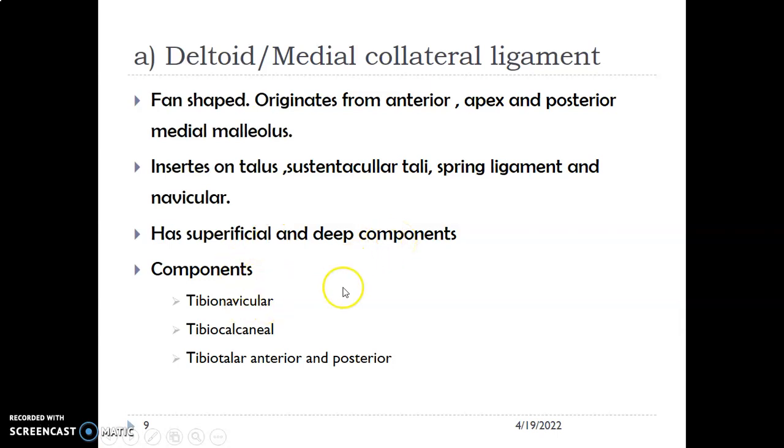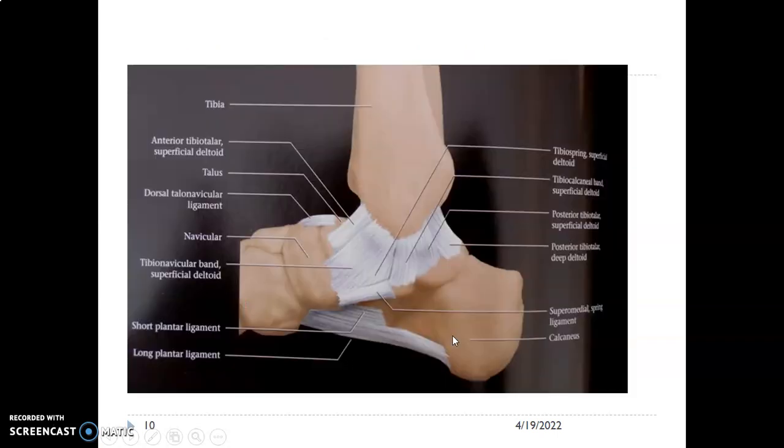What are the 3 components of the deltoid ligament? You have the tibionavicular, from the tibia to the navicular bone, which is a tarsal bone, the tibiocalcaneal ligament, and the tibiotalar, which has an anterior and posterior part. So this is the deltoid ligament. Okay, so you can appreciate the posterior tibiotalar ligament here, the deep portion, and the superficial portion. Then there's a tibiocalcaneal band here, tibia to the calcaneus. Okay, and tibial spring, and you have your tibial to the navicular there.